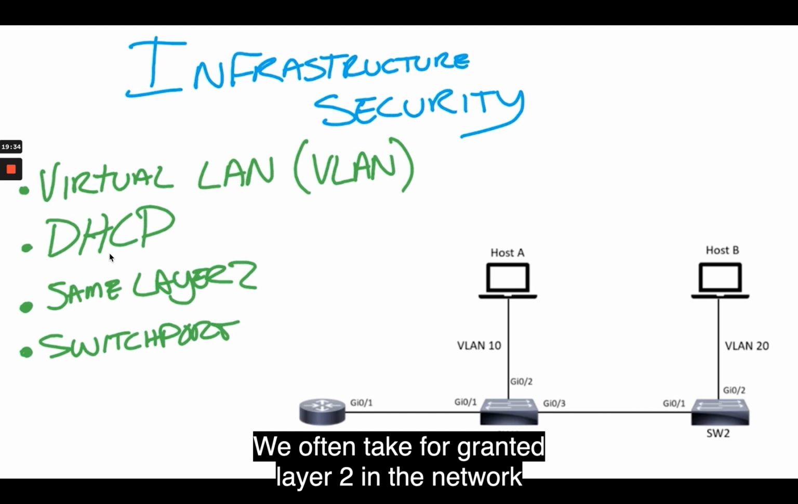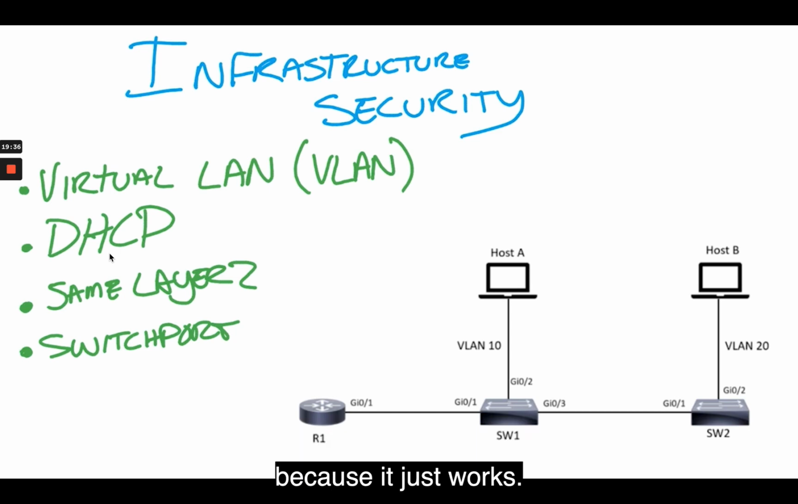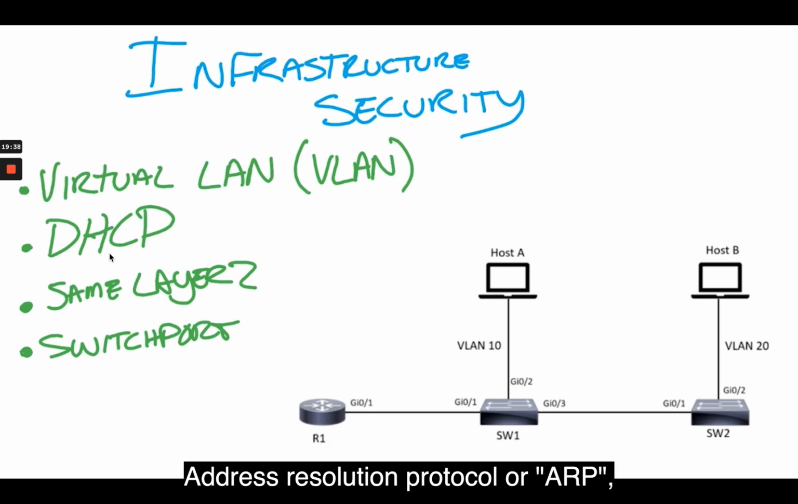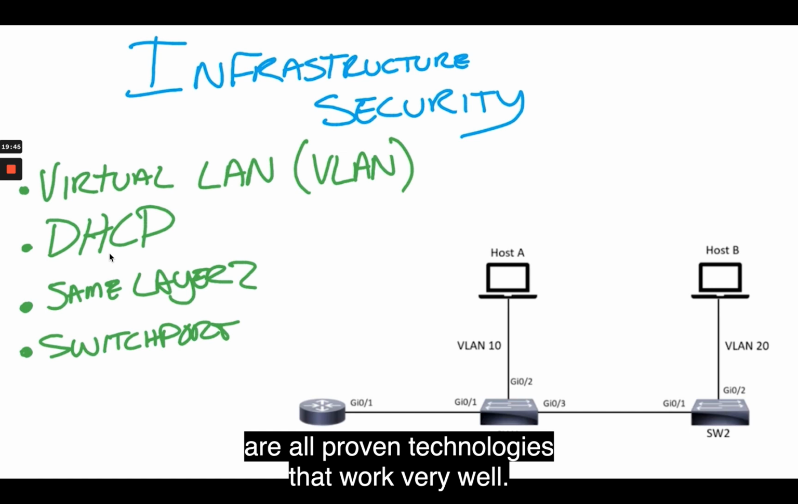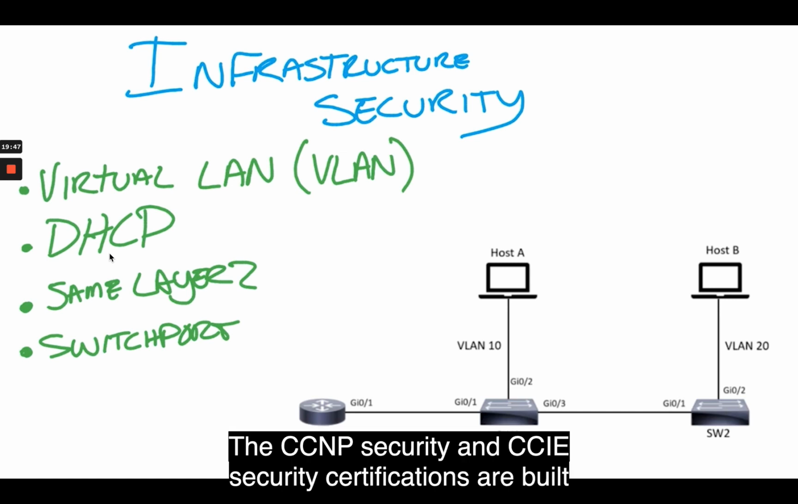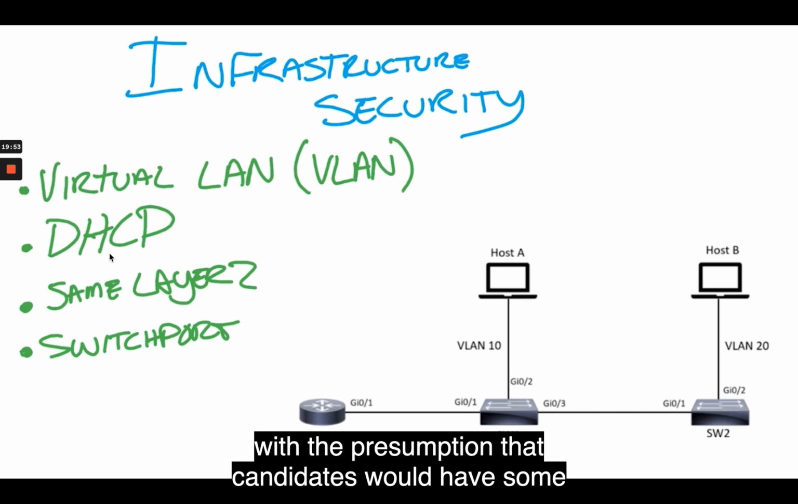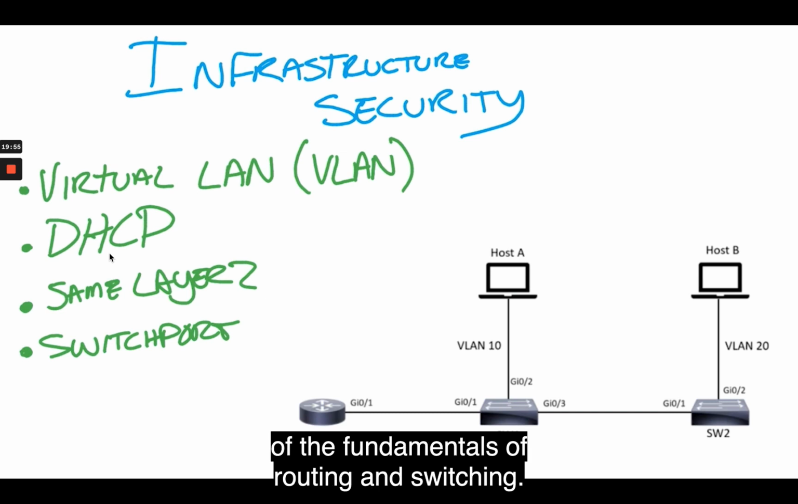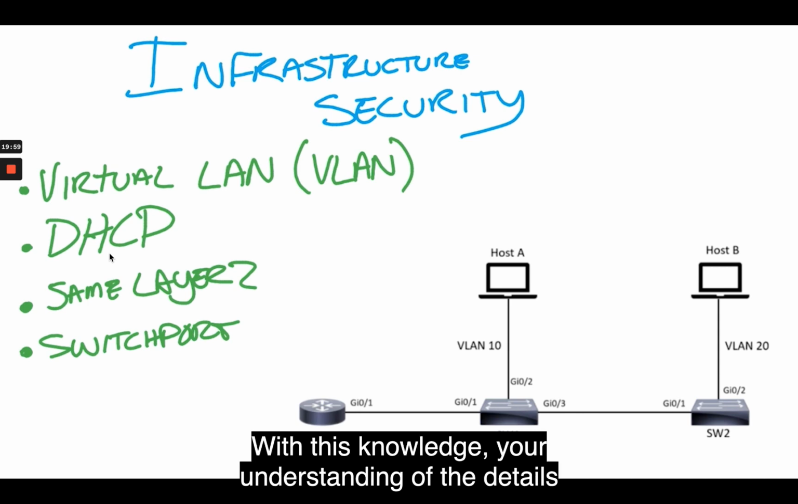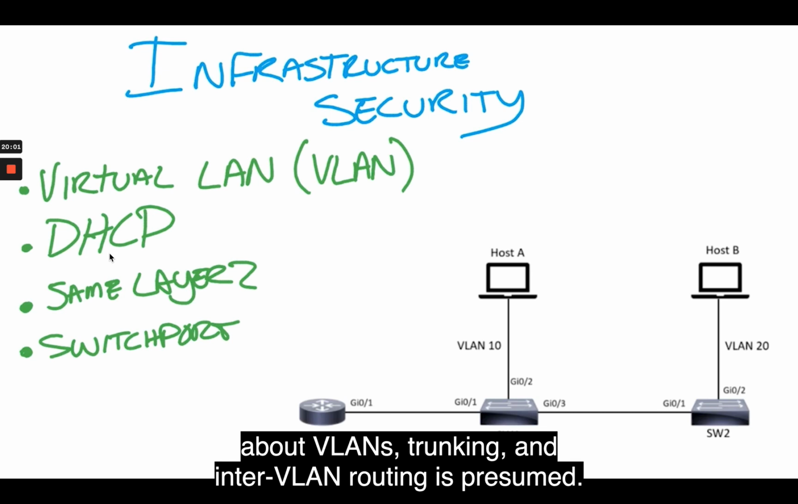We often take for granted layer 2 in the network because it just works. Address Resolution Protocol, or ARP, and layer 2 forwarding on Ethernet are all proven technologies that work very well. The CCNP Security and CCIE Security certifications are built with the presumption that candidates would have some of the fundamentals of routing and switching. With this knowledge, your understanding of the details about VLANs, trunking, and inter-VLAN routing is presumed.